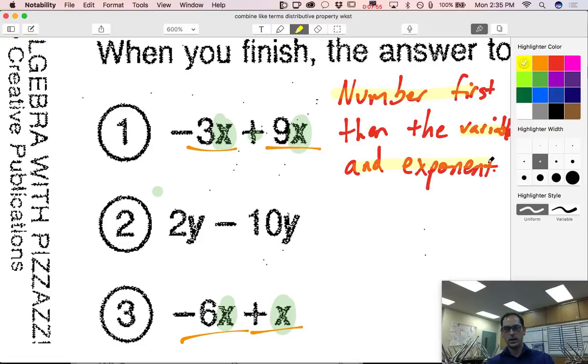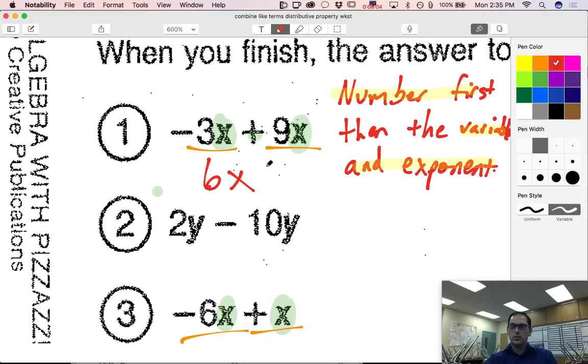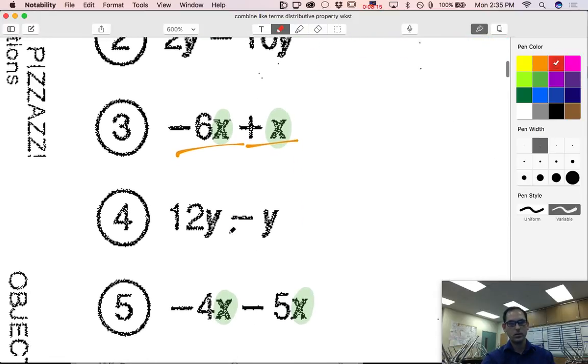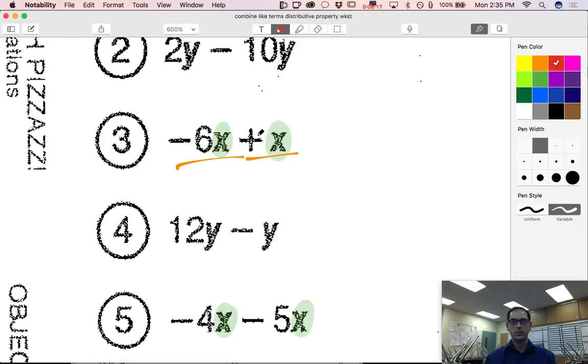Alright, so let's do that. What's negative 3 plus 9? 6. What is it talking about? X. So now you can really see how it's related to us just doing addition and subtraction to do this, and you just tag on whatever you're talking about. What is the object? In this case, what is the variable? So here, it'd help if you put a 1 in front of that x. So what is a negative 6 plus 1? Negative 5. What are you talking about? X. All done.